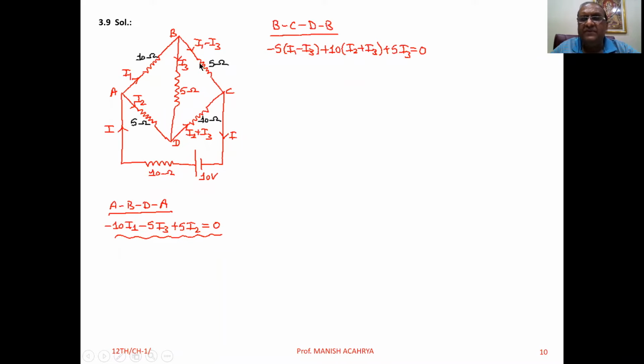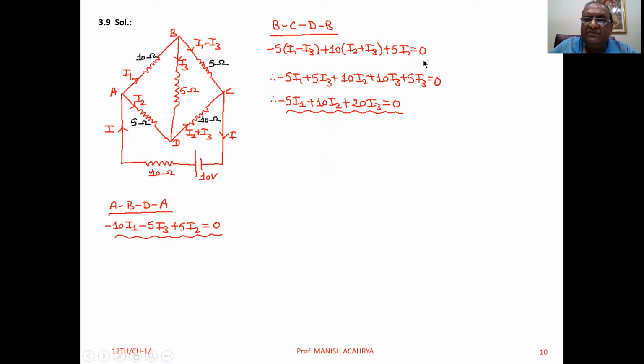Then consider the loop B, C, D, B. So B to C, you are moving in the direction of the current I1 minus I3 through 5 ohm, so the potential difference is negative: minus 5 into (I1 minus I3). Then C to D, you are moving in the opposite direction of the current, so the potential difference across 10 ohm is plus 10 into (I2 plus I3). Then D to B, you are moving in the opposite direction of current I3, so the potential difference across 5 ohm is plus 5 I3, that is equal to 0. Now simplify this one. Finally, in terms of I1, I2, I3, your equation is minus 5 I1 plus 10 I2 plus 20 I3, that is equal to 0.